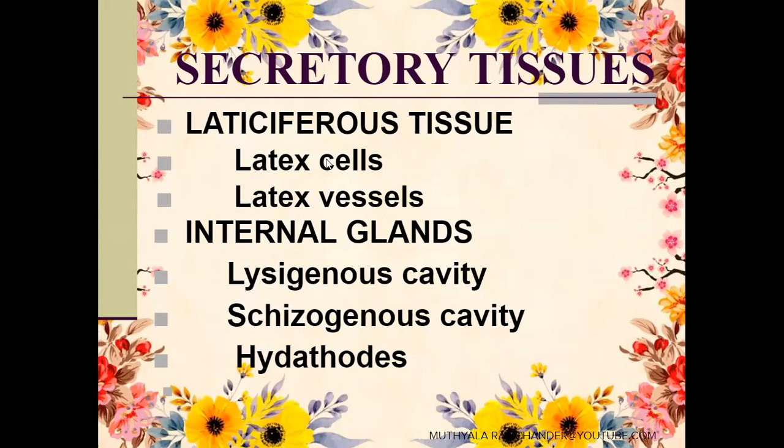It is produced by small cells called latex cells. It is also produced by large tube-like structures called latex vessels. The latex cells and latex vessels are mainly present in Euphorbiaceae and Asclepiadaceae family plants. And internal glands are mainly of three types. One is lysigenous cavities, and the second is schizogenous cavities, including hydathodes.